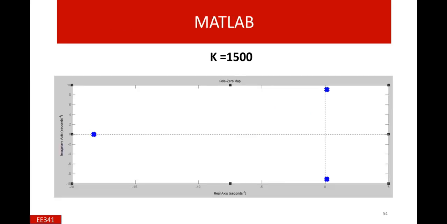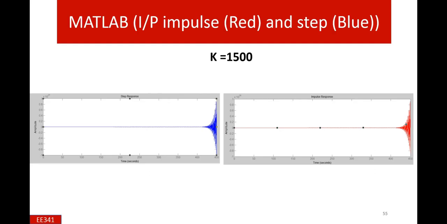The next case, if we take k equal to 1500, which is greater than 1386, is the critical situation: two poles are on the right half plane, in the form of a pair. And if we further increase the value of k, then these poles move from this position towards the right side, and due to this the system tends towards more instability. These simulations show that for k equal to 1500, the system is unstable.